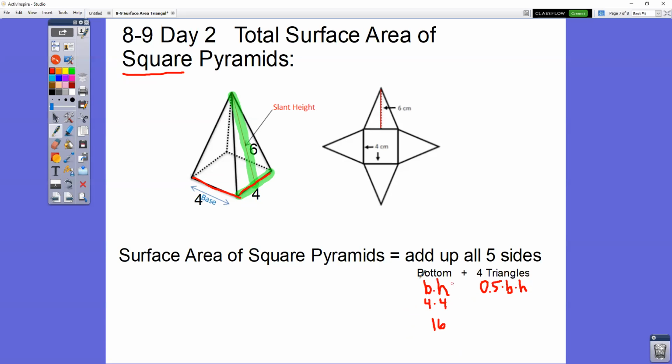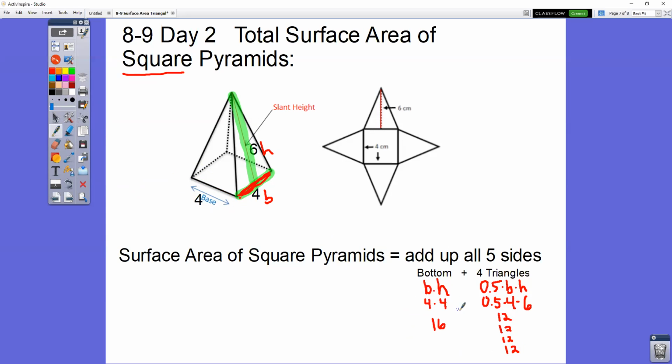Now we have to talk about the triangles. 4 is your base because that's the bottom of the triangle, and 6 is your height. So we would have 0.5 times your base of 4 times your height of 6. 0.5 times 4 times 6 is 12. Now, because there are 4 triangles, we need to write down that 12 four times. So 12, 12, 12, and 12.